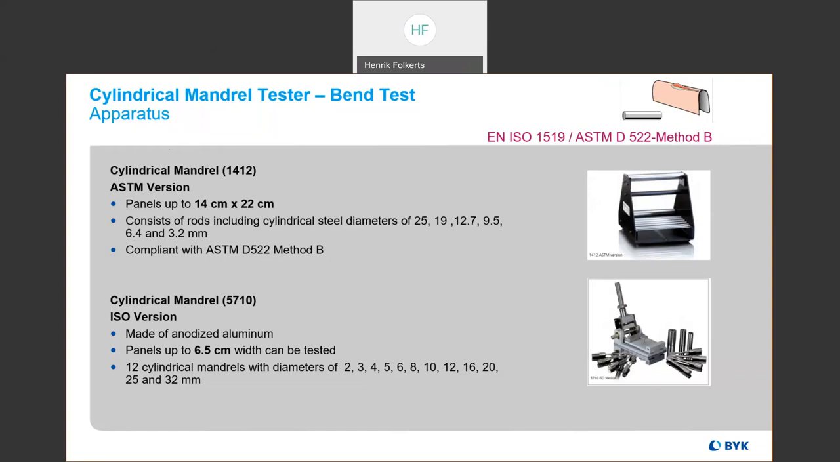A common question is, when do you have to use a cylindrical or conical mandrel tester? I usually recommend to use a cylindrical tester for defined specifications with an already defined bend diameter. The conical mandrel tester is usually used more often in R&D when you do formulations or new development of colors or benchmark comparisons.